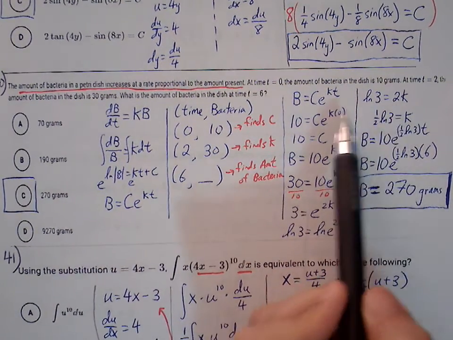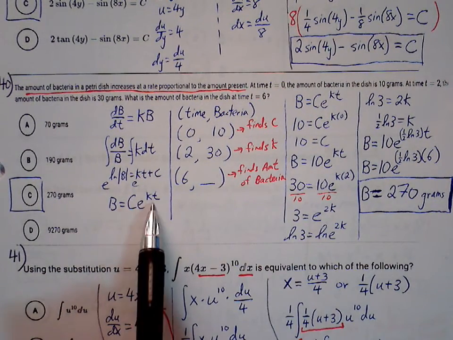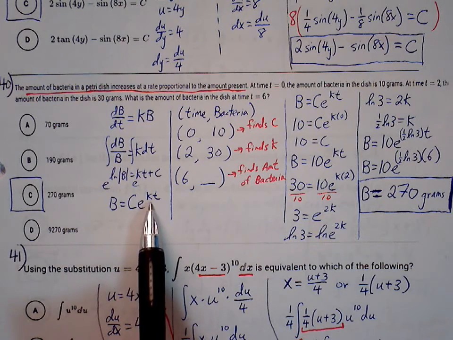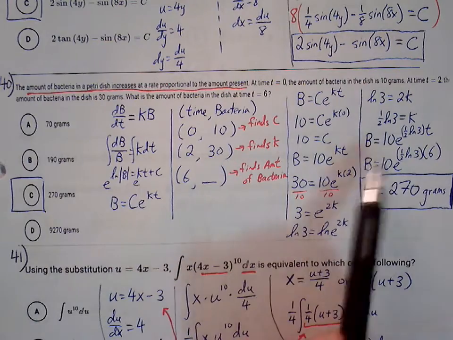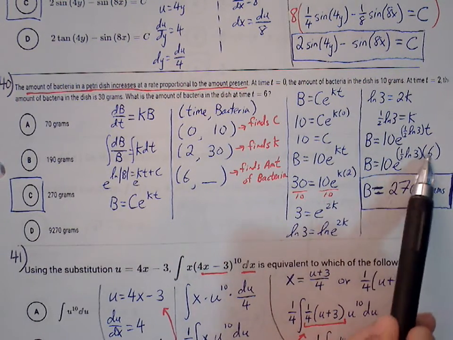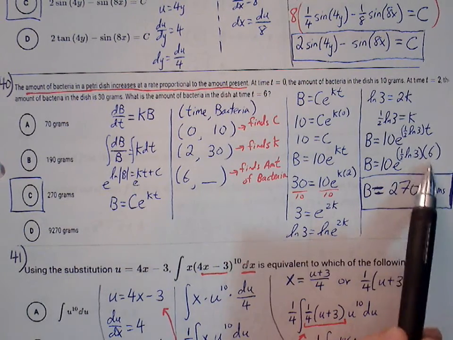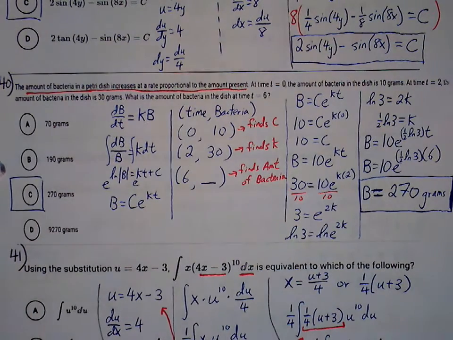Once I have my k value and my c value, I'm going to dump it all into my general equation. Replace the c with 10. Replace the k with 1/2 natural log of 3. And now I can just plug in 6 and the only thing left for me to do is to plug this in the calculator. All these are now numeric values that can go directly into the calculator, and it cleans up to be 270, and that's answer choice C.